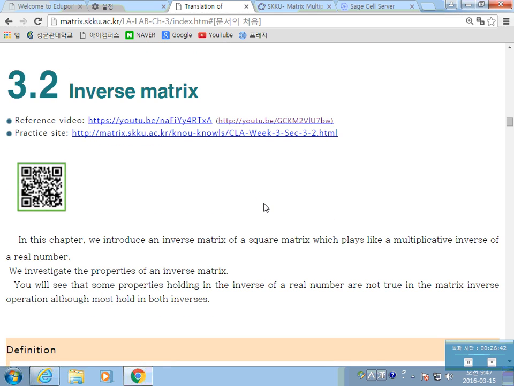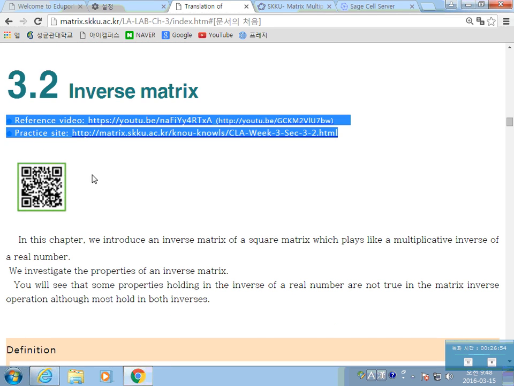Okay, that's section 3.1. And next, 3.2, inverse matrix. Any questions before we continue? Inverse matrix, yeah, there are references for you here.